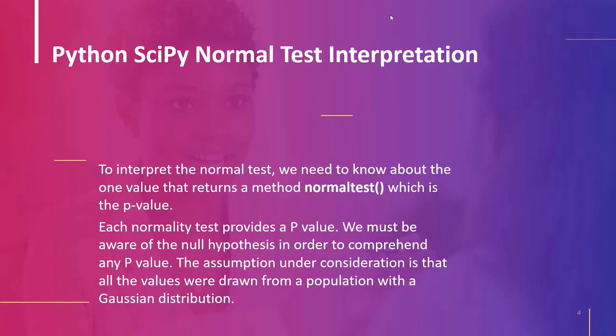The p-value provides the answer. What is the likelihood that a random sample of data would depart from the Gaussian distribution as much as this data do if that null hypothesis were true? If the p-value is greater than 0.05, the answer is yes. If the p-value is less than or equal to 0.05, the answer is no.